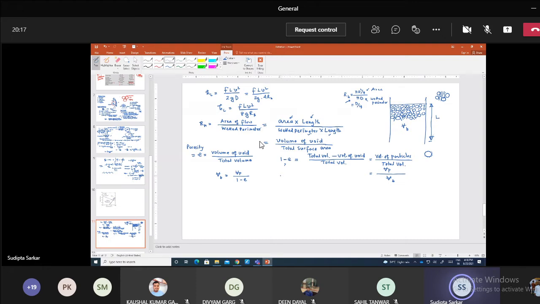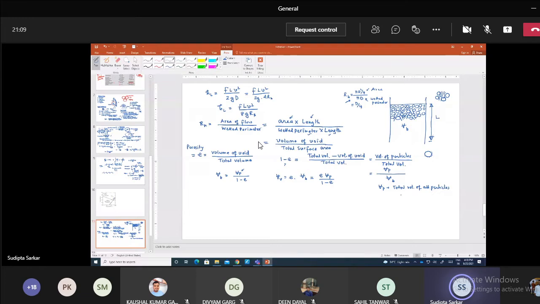So volume of void is equal to E times volume of bed, right? So volume of bed is like total volume. So volume of void equals to this. And so if you write this, this will become E times Vp divided by 1 minus E, right? So Vv equals Vp times E over 1 minus E, you can write it like this. Now, so Vp is what? Vp is the total volume of all the particles.